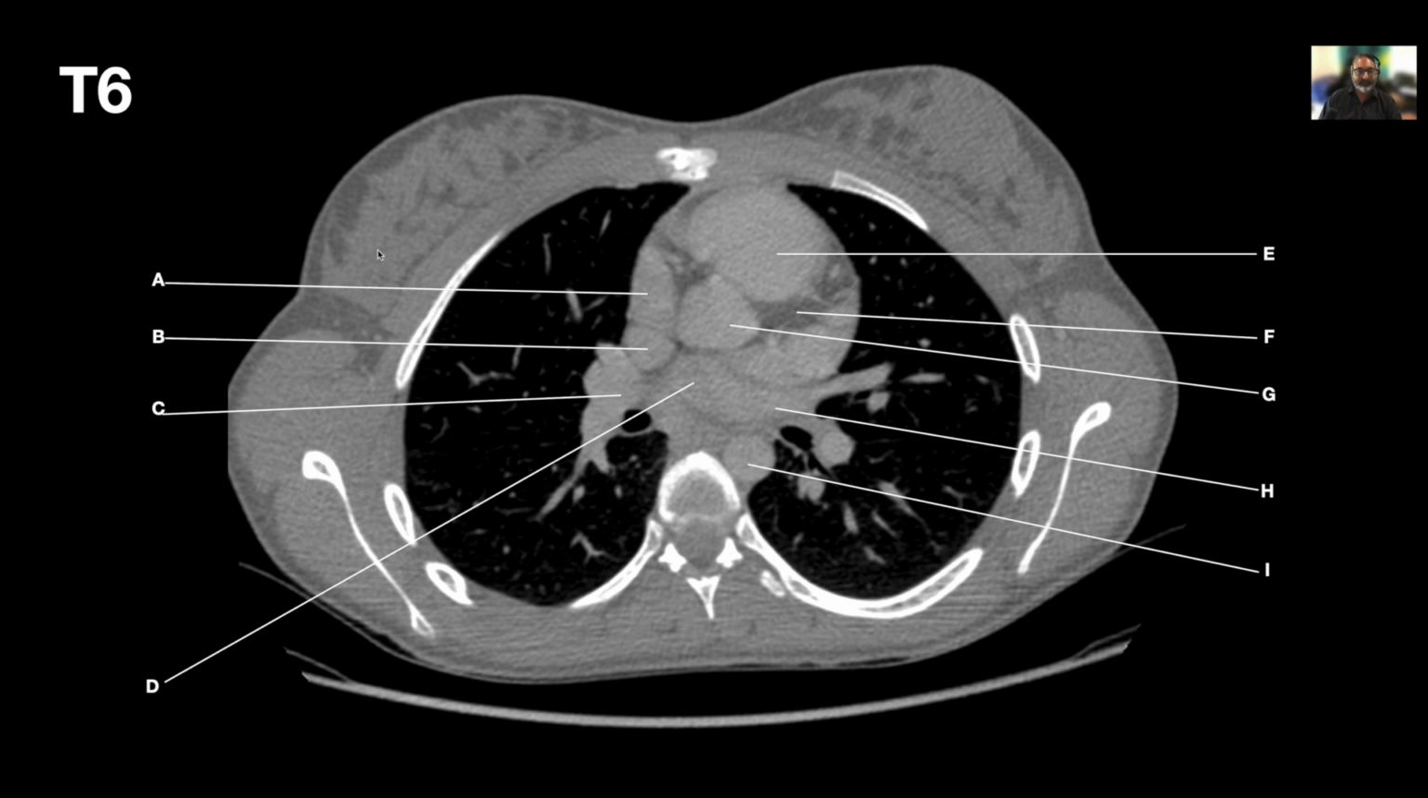So A, again, still the right atrium. Correct. Not the IVC, because that would be below the right atrium. Is it the SVC? It's the SVC. Correct. I think it's the right superior pulmonary vein now.